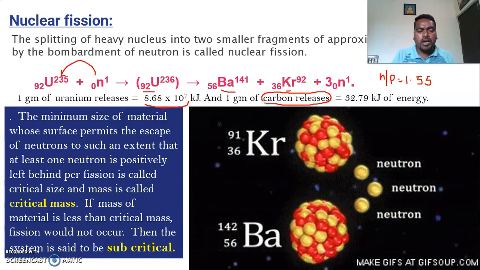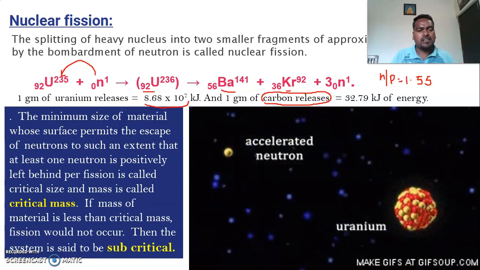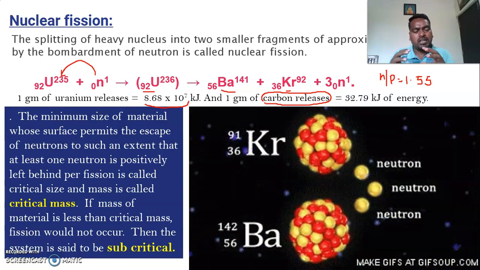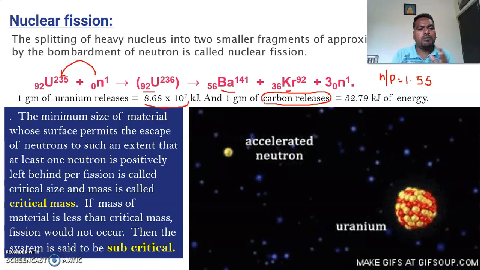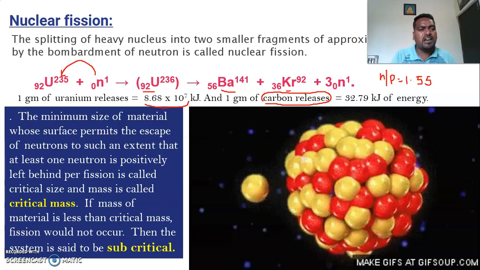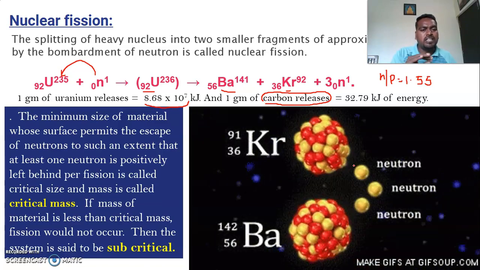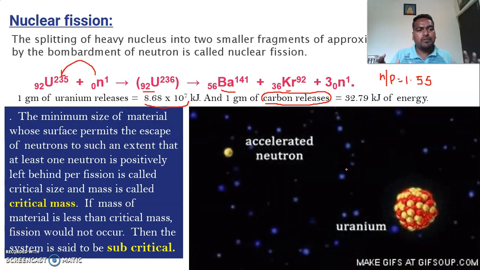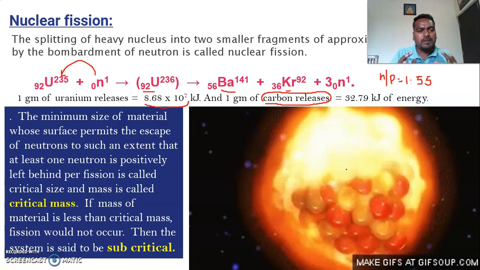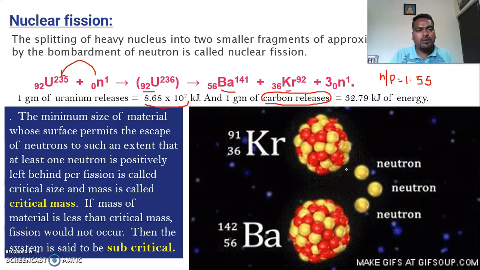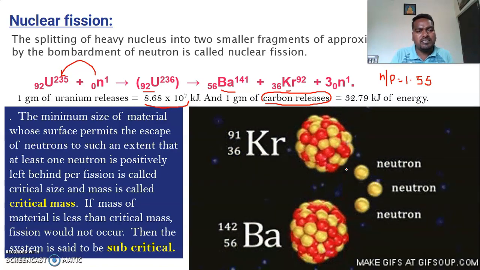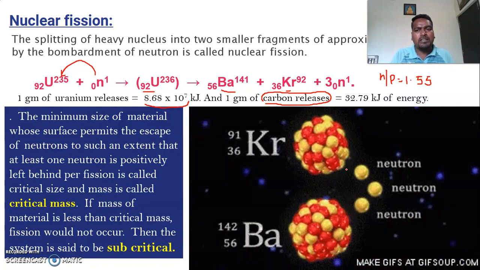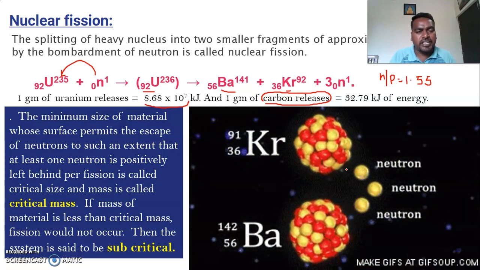But in order to sustain a chain reaction, enough uranium atoms are required. In every stage, more neutrons, that is 3 neutrons, are released. But for 3 neutrons, a minimum of 3 uranium atoms are required. But if the amount of uranium is less, even though neutrons are available, if the uranium is not available at the moment, the fission reaction does not take place.